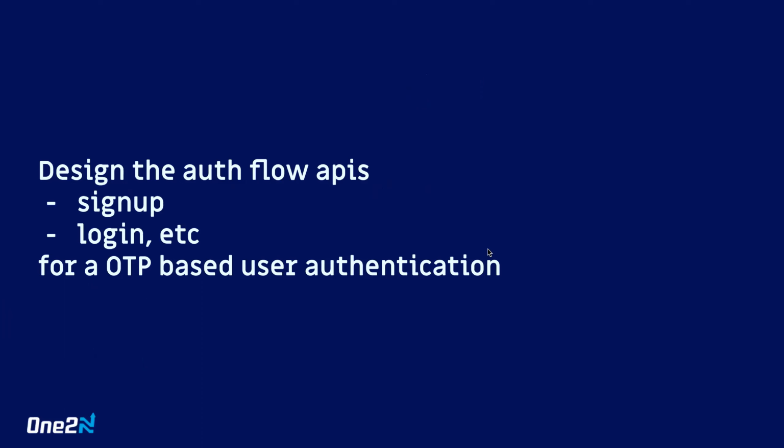We want to design the auth flow APIs that should include sign up, login, etc., for OTP based user authentication. That means the user will sign up with an email, password, and mobile number. They will then log in with a username and password. Once they log in, they will be presented with an OTP on the mobile number, and then they are supposed to enter that OTP, and on the backend we'll validate whether the OTP is correct or not. If the OTP is correct, we allow them to browse the website, etc. Imagine we want to build something like this. How would we go about designing the REST API and the backend for this kind of application?